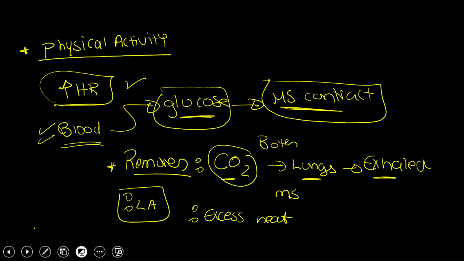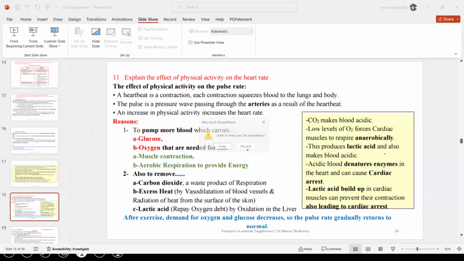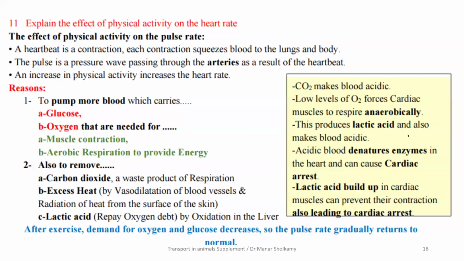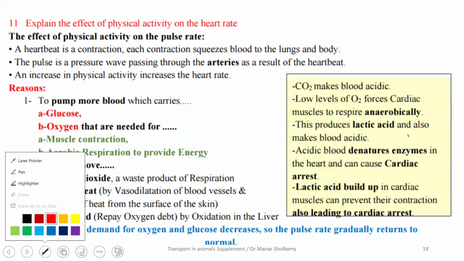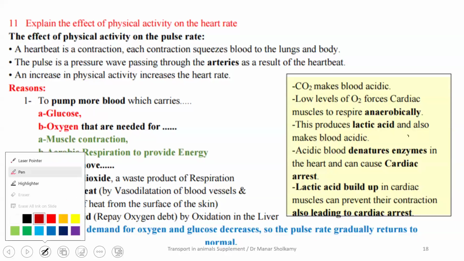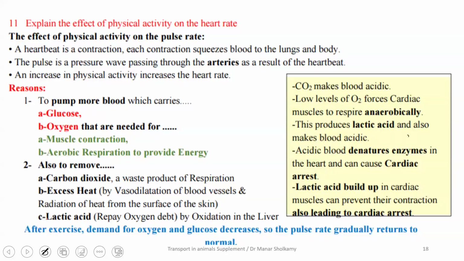Going back to the objective of what is the effect of physical activity on the heart, this is a clear objective in the supplement, which is objective number 11. It is a long objective, can be an essay question out of 4 marks. We will pump the heart faster, increase in heart rate, increase in breathing rate. It's not enough to write this. We will have an increase in the heart rate because the blood will carry more glucose and oxygen.